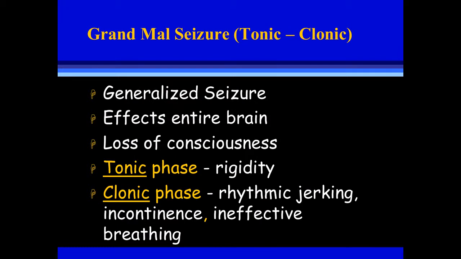Okay, this will go through it more specifically, but I still want you guys to read about these in your book. Grand mal seizure, tonic-clonic. A generalized seizure affects the entire brain. Loss of consciousness. The tonic phase is rigidity, and the clonic phase is rhythmic jerking, incontinence, and ineffective breathing. The rigidity is what we call posturing. They'll get really tense. Sometimes they'll pull their arms in, sometimes they'll put their arms out. But they'll tense up, and then they'll start shaking.